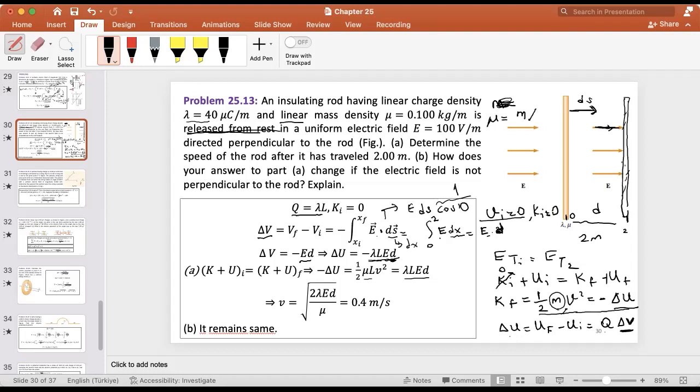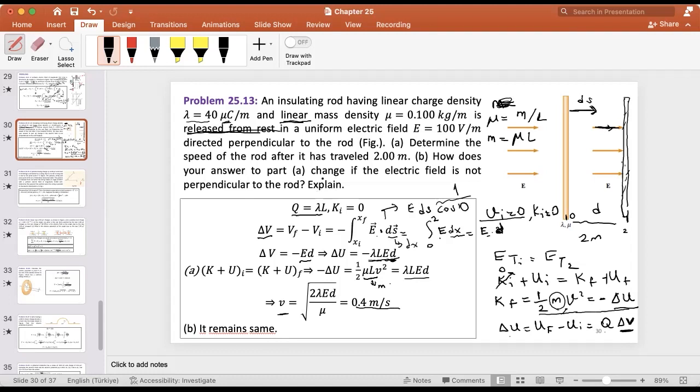equals m over L. Okay, so we will not use volume because it says linear mass. So I will use that part. Instead of mass, I can write mu L. When I put that information here, this is mass information. Finally, you can calculate the velocity. If you put that information here, please convert microcoulomb to coulomb. And then finally, your velocity is 0.4 meters per second.